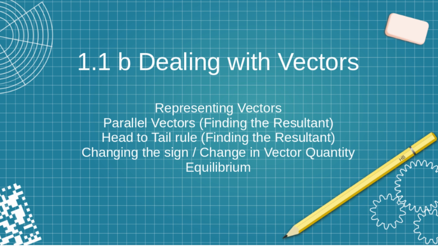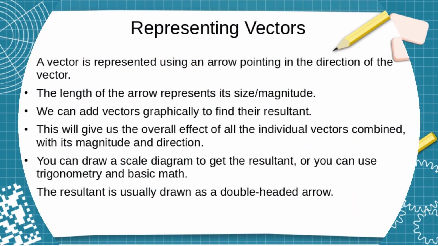In this video we'll be looking at how to represent vectors on a diagram, how to deal with parallel vectors and the head to tail rule in order to find the resultant vector. We'll also be looking at changing the sign of a vector or finding the change in a vector quantity, and finally we'll be looking at how you can show vectors in equilibrium on a diagram.